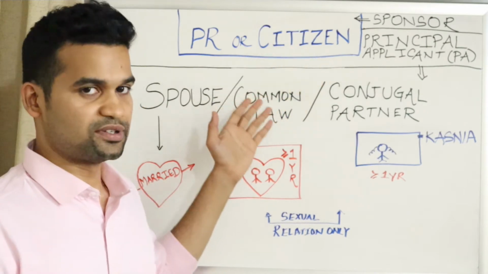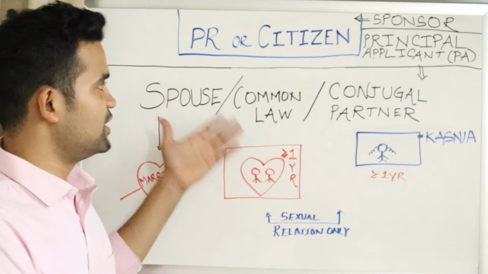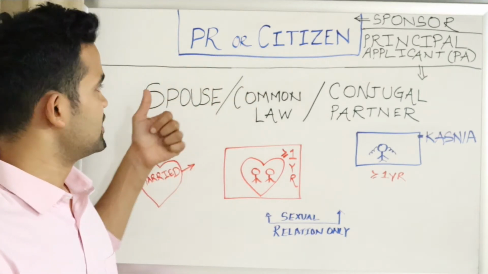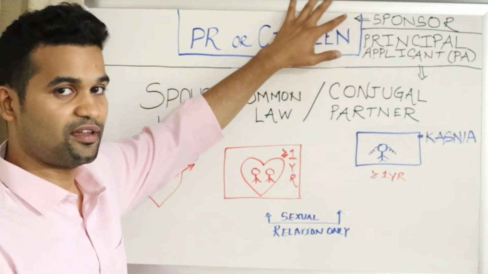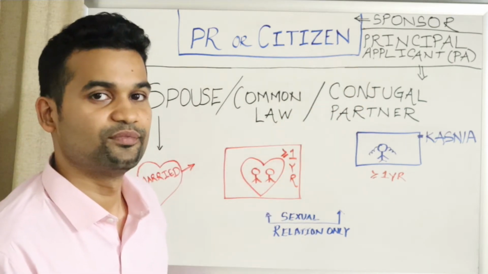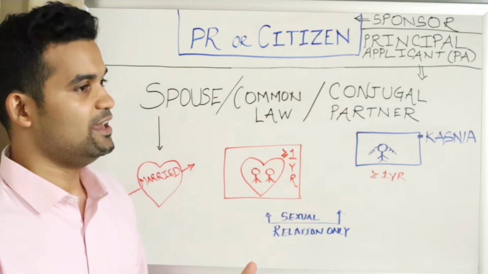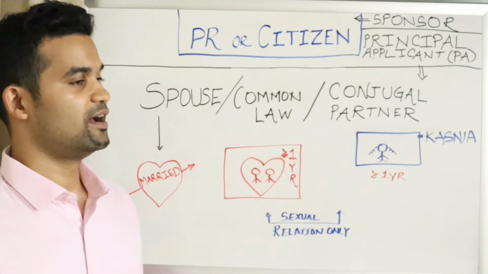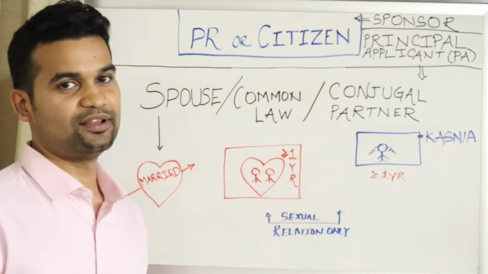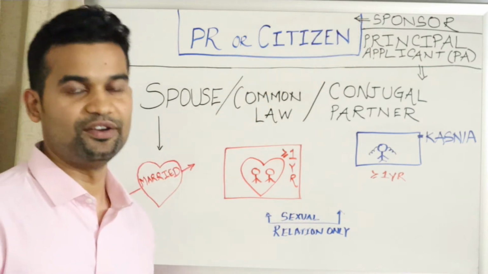Now, sponsor is the person who is going to sponsor the member of the family. In this case, let's say if a permanent resident of Canada or a Canadian citizen is going to sponsor his spouse, then he becomes the sponsor, and the spouse becomes the principal applicant. The spouse is the principal applicant because he or she is applying to become a permanent resident of Canada with the help of the sponsor. Hope you got the difference between these two terms, the sponsor and the principal applicant.